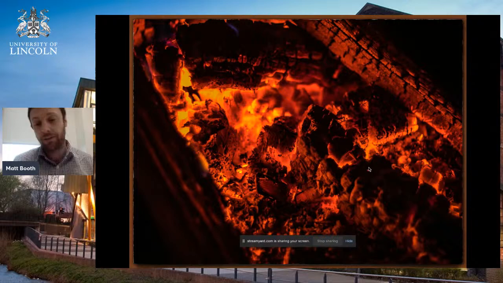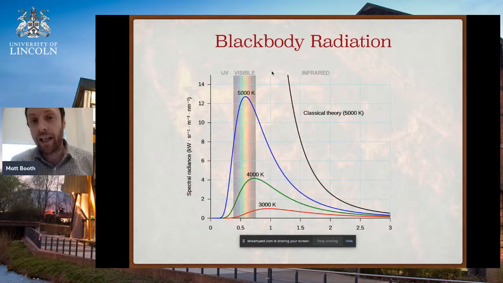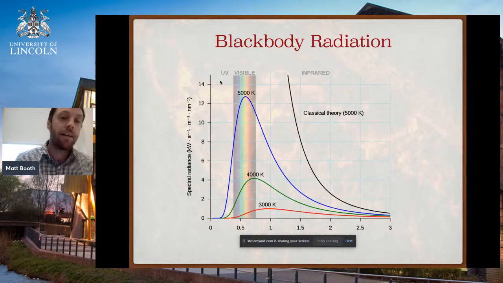This is something called black body radiation. This is the radiation that an object emits, and it depends on its temperature. We see some graphs here. On the horizontal axis we have wavelength. This small region here is the visible spectrum, between around 400 nanometers and about 750 nanometers. You can see the rainbow here. To the left of that is UV, and to the right of that is infrared.